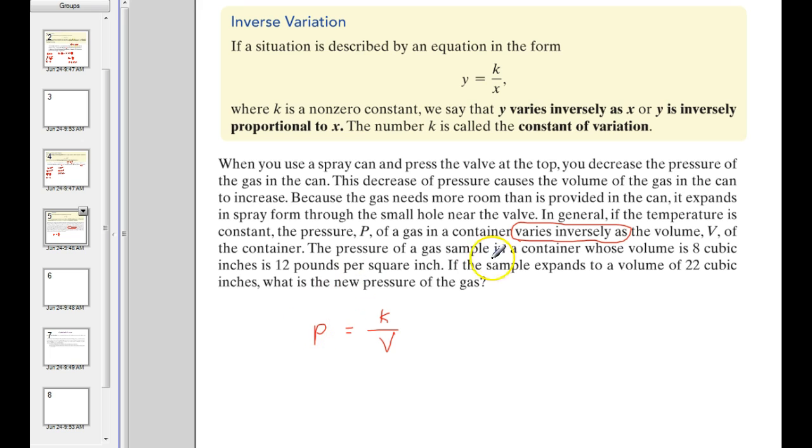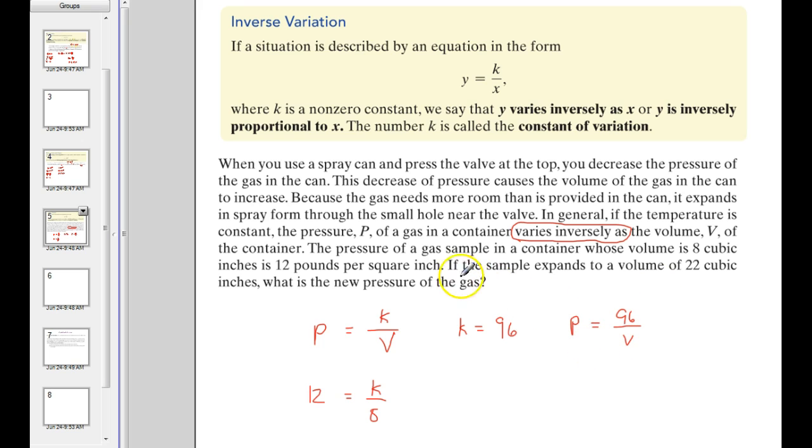The pressure, P. The volume is 8 cubic inches. The pressure is 12 pounds per square inch. Okay, and now instead of dividing to get K, I multiply to get K. So 8 times 12 is what I multiply to get K, so K equals 96. Alright, now I plug that back into this equation. P equals 96, K, divided by V.